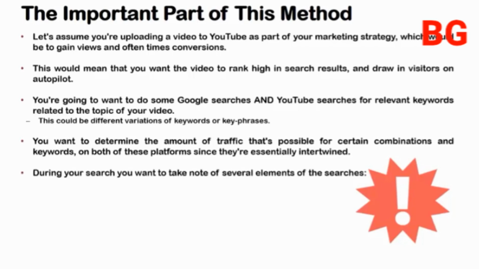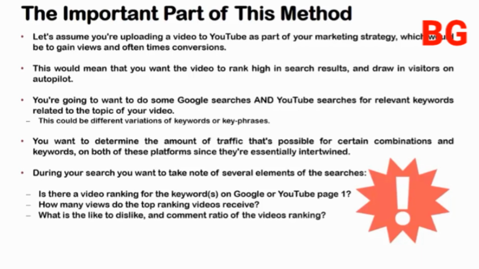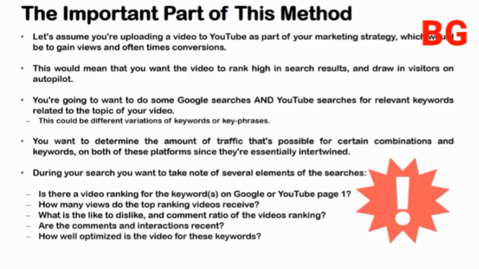During your search, you want to take note of several elements of the searches. Is there a video ranking for the keyword or keywords on Google or YouTube page 1? How many views do the top ranking videos receive? What is the like to dislike and comment ratio of the video's ranking? Are the comments and interactions recent? How well optimized is the video for these keywords? Is it ranking naturally or does it look like it has been up for a long time? Is the uploader of the video an established channel or not?